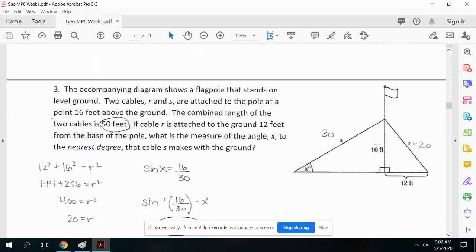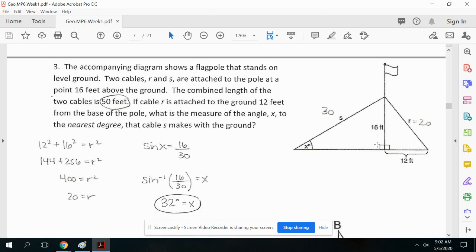So this problem on the back, a little bit more involved in terms of what they give you to begin with, so we'll take our time and explain that. So you have this flagpole, and you have two cables, R and S, and the flagpole is 16 feet above the ground where they're attached. The combined length of the cables is 50, so I circle that, keep that in mind. So it says cable R is attached to the ground 12 feet from the base of the pole. What's the measure of this angle over here, X?